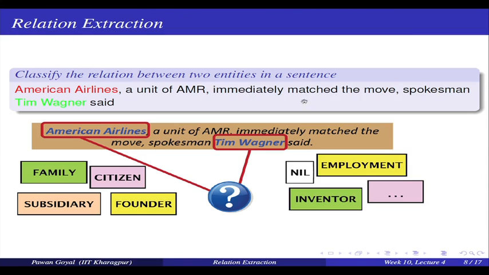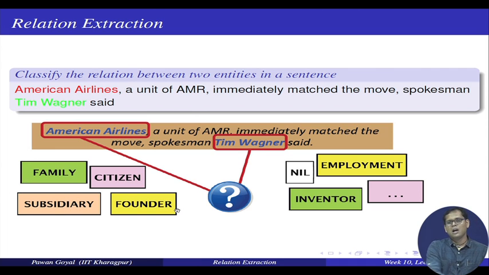So here is one visualization of what this will look like. Suppose you have this sentence: American Airlines, a unit of AMR, immediately matched the move, spokesman Tim Wagner said. Okay. Now suppose by using the first step you found out that American Airlines and Tim Wagner are connected by a relation. So now you want to find out what is the relation. Here you have the sentence, two entities, and you need to find out what is the relation among all these possibilities. It's a family relation, citizen relation, subsidiary relation, founder relation, and so on. So a lot of relations are there. You want to find out what is the relation between these two entities.